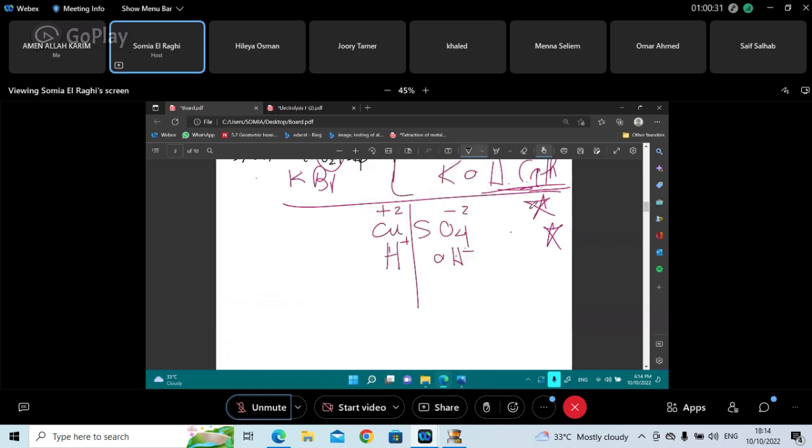Now, let's write down the particles again. The positive ones: hydrogen, and copper ion in the bottom. Now, what Adham said, copper ion will go first toward the cathode area. Positive will go toward the negative terminal, which is called the cathode, right? Let's write down the equation. It's so simple. Cu plus 2 electrons will get Cu.